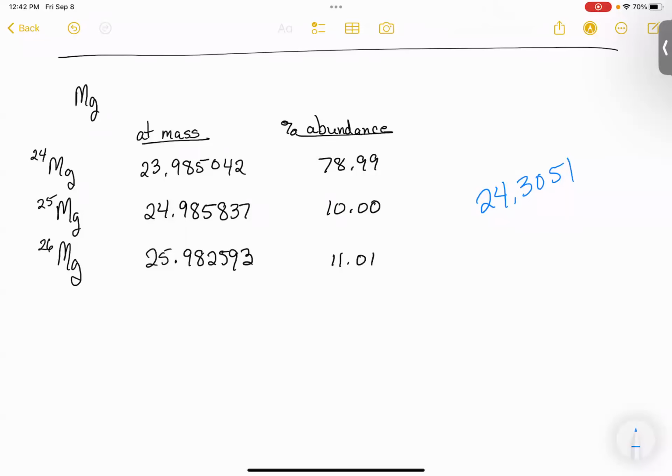How'd it go? You should have gotten 24.3051, technically 24.3050518651, which I just rounded to 24.3051, which just happens to be the same as what's on the periodic table. Questions?